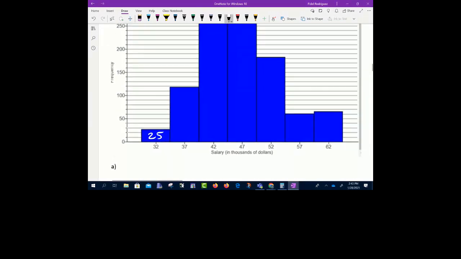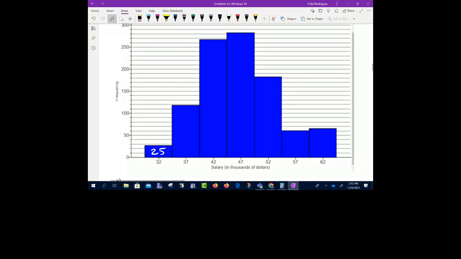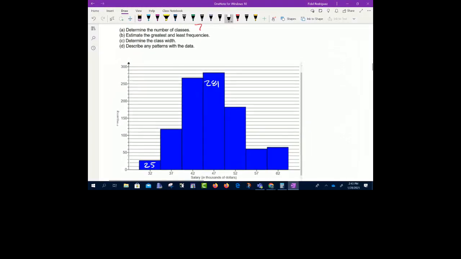Okay, let's zoom out a little bit. Y'all, it looks like this bar over here is the highest one. So look, if this is 250, 260, 270, 280, what would y'all estimate this one here to be? 281. Perfect. Okay. So the least frequency was 25, and the greatest frequency about 281.